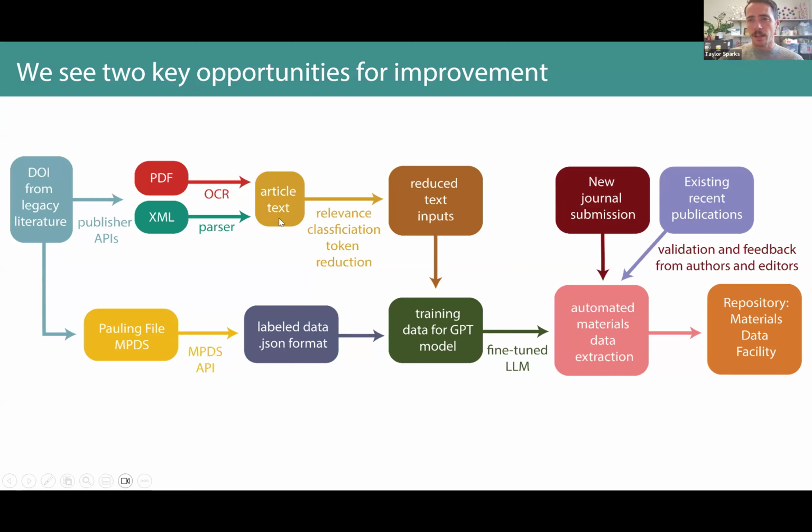Meanwhile, if you have the DOI, we might have a polling file entry for that same article. Now, the polling file is they've paid human experts to read that article to pull out materials data. So we thought that that could serve as our labeled data. So I don't have to do it by hand. I can just link it to the polling file entry. That should be able to be the training data for our GPT-based model.